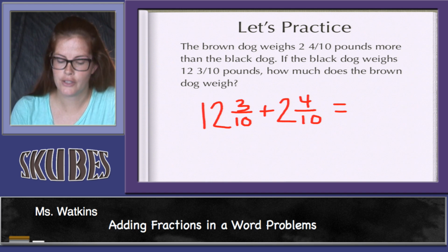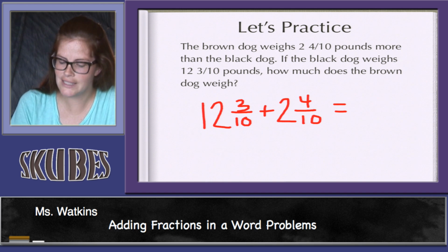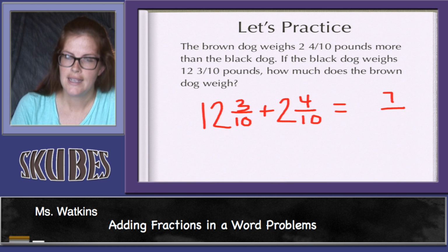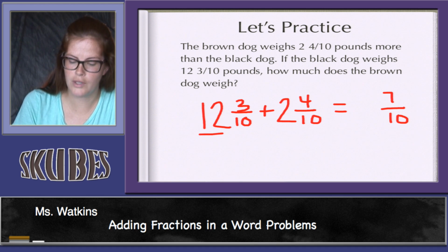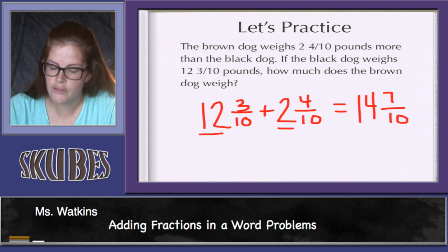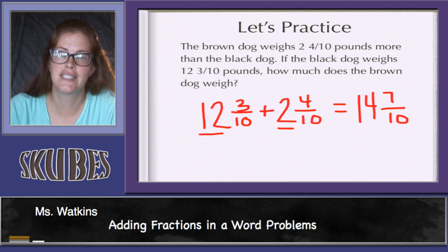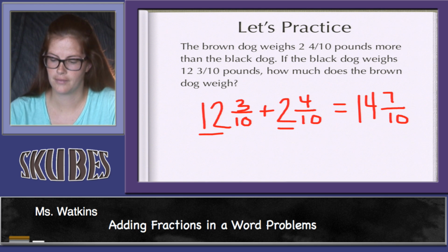So let's add our numerators first. 3 plus 4 equals 7, and then our denominator stays the same. Now we need to add our whole numbers. 12 plus 2 equals 14. So the brown dog weighs 14 7/10 pounds.